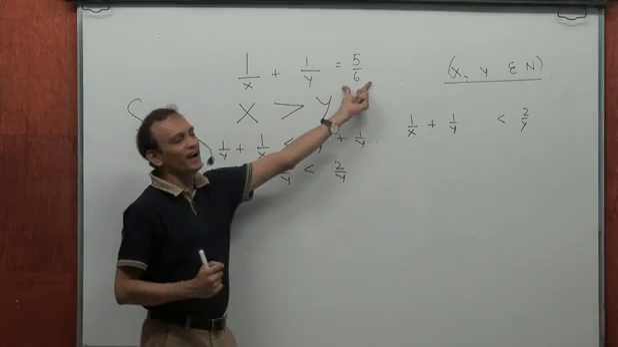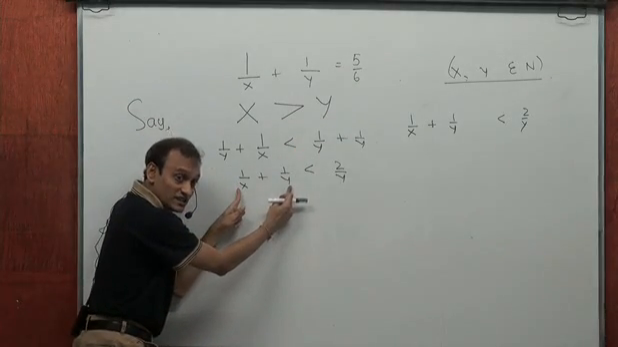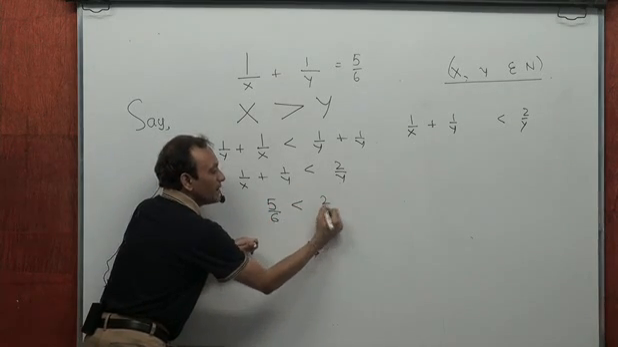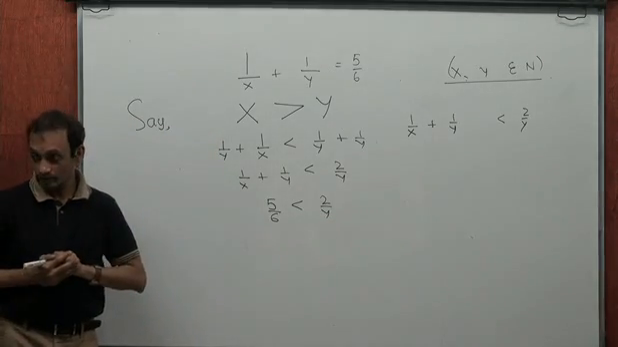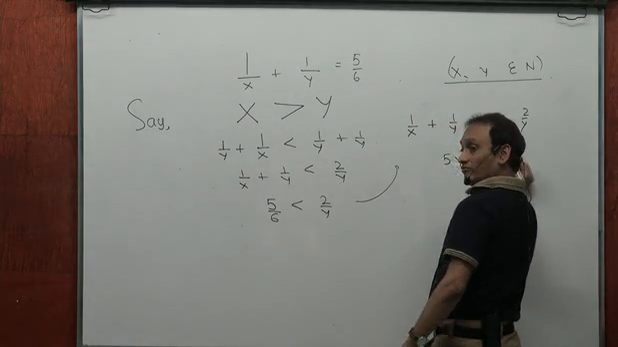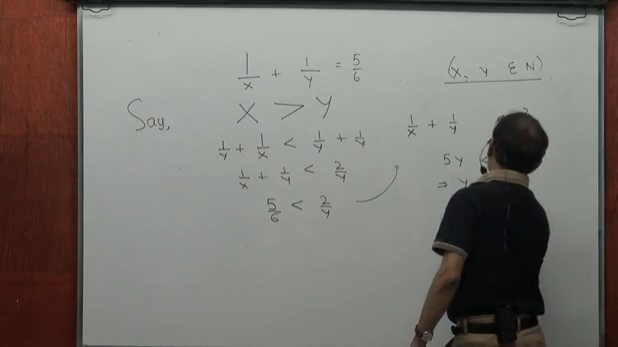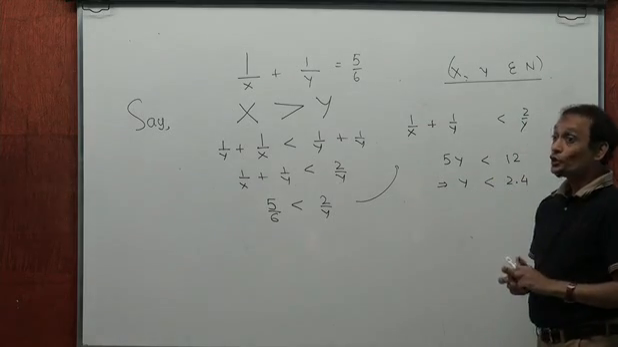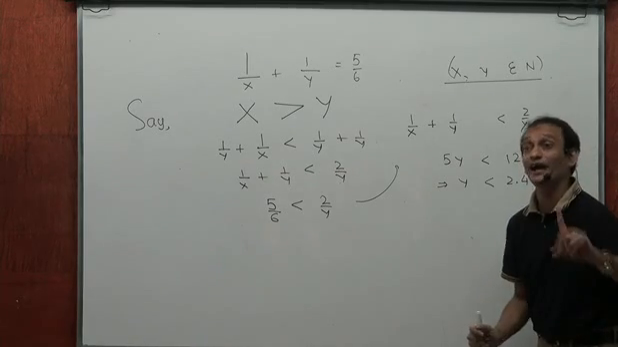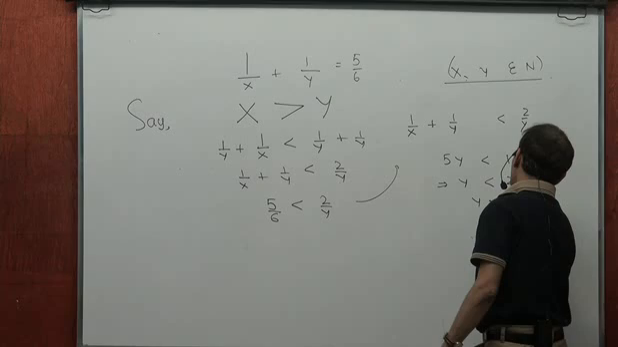But 1 by x plus 1 by y is 5 by 6. So I can write 5 by 6 less than 2 by y. This gives me 5y less than 12, or y less than 2.4. Yes, absolutely, y is a natural number. And if y is less than 2.4, y could either be 1 or 2. So y has only two possibilities, 1 or 2.